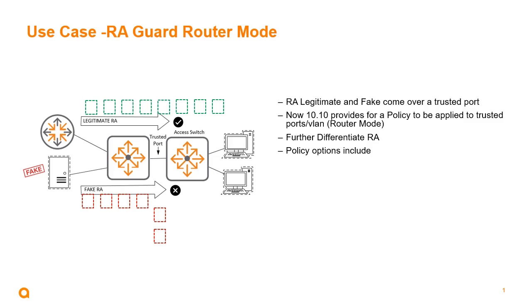So we can now further differentiate the RAs based on policies we apply on the access switch. We can look at hop limit, which is very similar to TTL of IPv4. We can look at the managed config flag, which informs us that we use DHCPv6 for assignment. Other config flag, router preference, ACL source match, which looks at the actual source and allows or denies based on the source that's coming in. And then finally, the advertised prefix lists, which we know should be allocated to our specific segment, and allow that through.